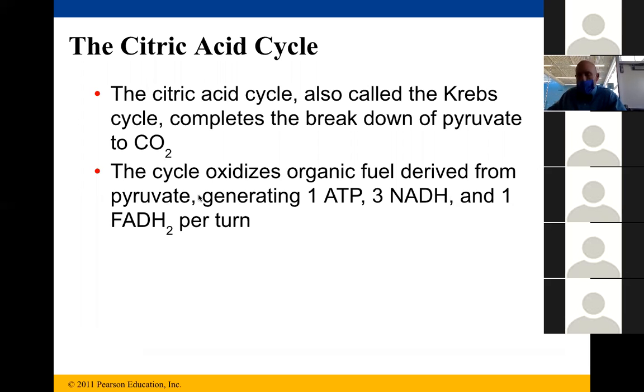Now, I'm on the top of page 4, if you want to write these in, and I'm going to come back to the picture on page 3. But anyway, it says on page 4, the cycle oxidizes organic fuel derived from pyruvate, and we're going to generate 1 ATP, 3 NADHs, and 1 FADH2. Now, we talked about the difference between memorizing and internalizing, right?